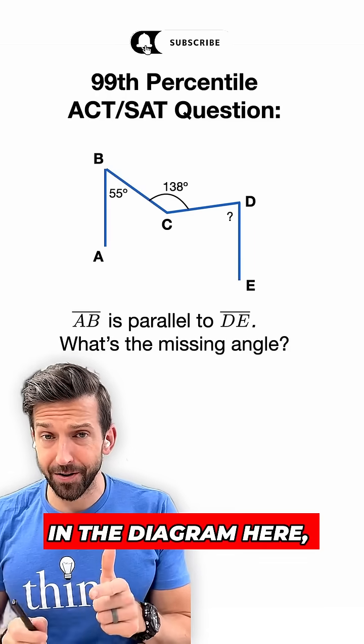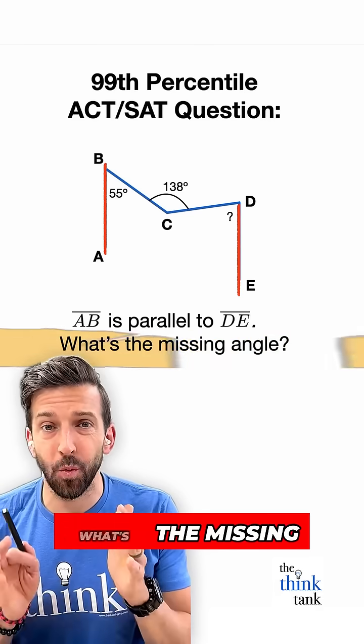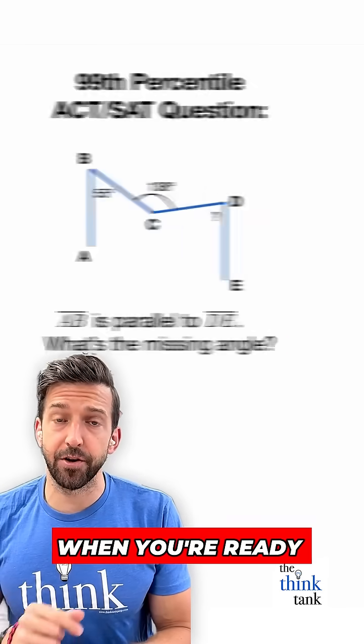In the diagram here, AB is parallel to DE and there's some given angles. So the question is, what's the missing angle? Now pause the video, see if you can find it, and then hit play when you're ready for the solution.